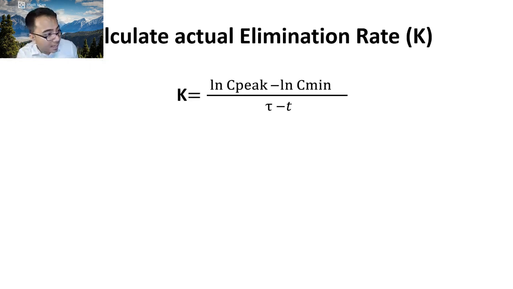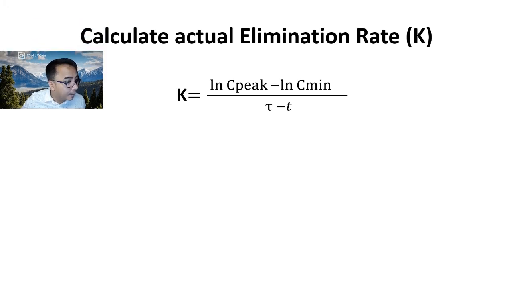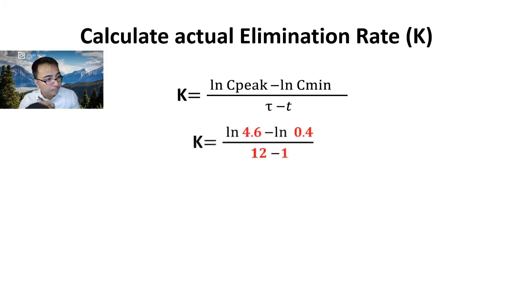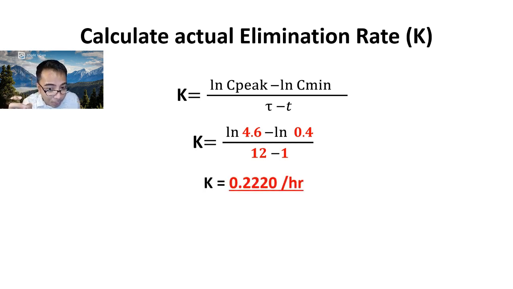So, the first thing class na gagawin natin is to calculate for K. Alright? So, sabi nga, just use the actual peak and then the actual trough. So, ln 4.6 minus ln 0.4, which is the actual one. Then 12 minus 1, okay, which is the dosing interval minus the infusion time. And you get a K of 0.2220 per hour.